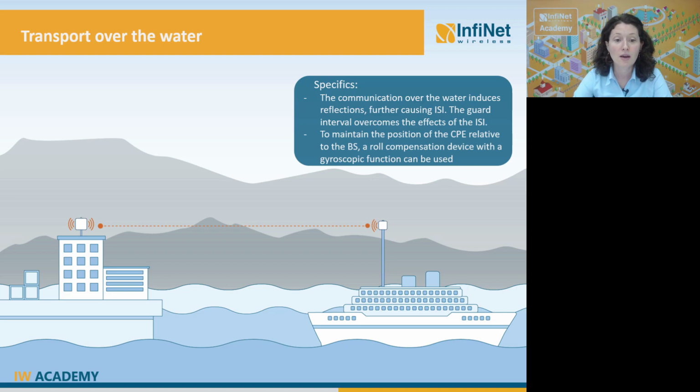To reduce the effects of the inter-symbol interferences, a guard interval is used between the transmitted symbols, and its value can be increased from the configuration. Rolling should also be considered in order to maintain the position of the CPE relative to the base station. A roll compensation device with a gyroscopic function can be used.